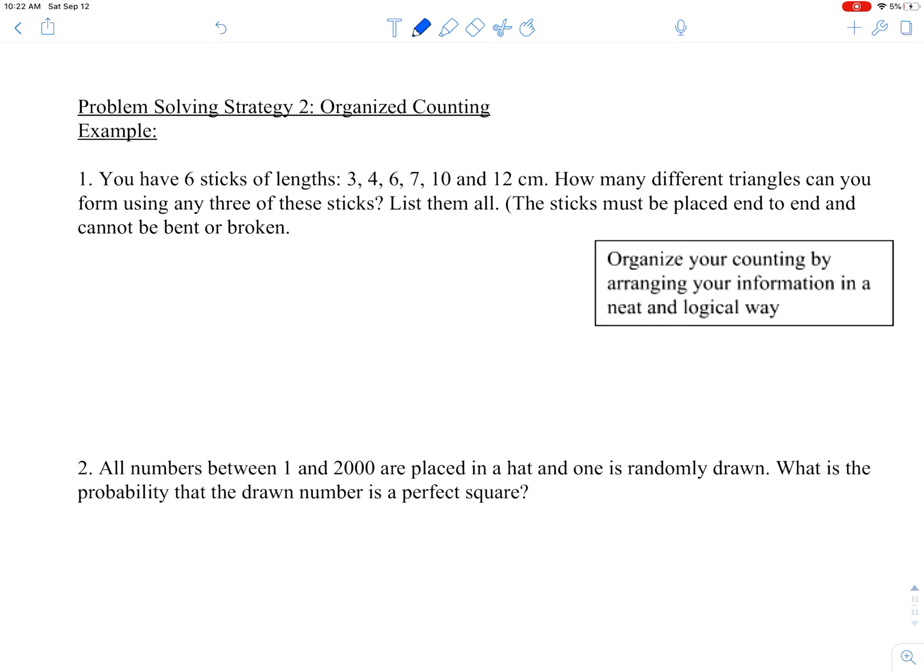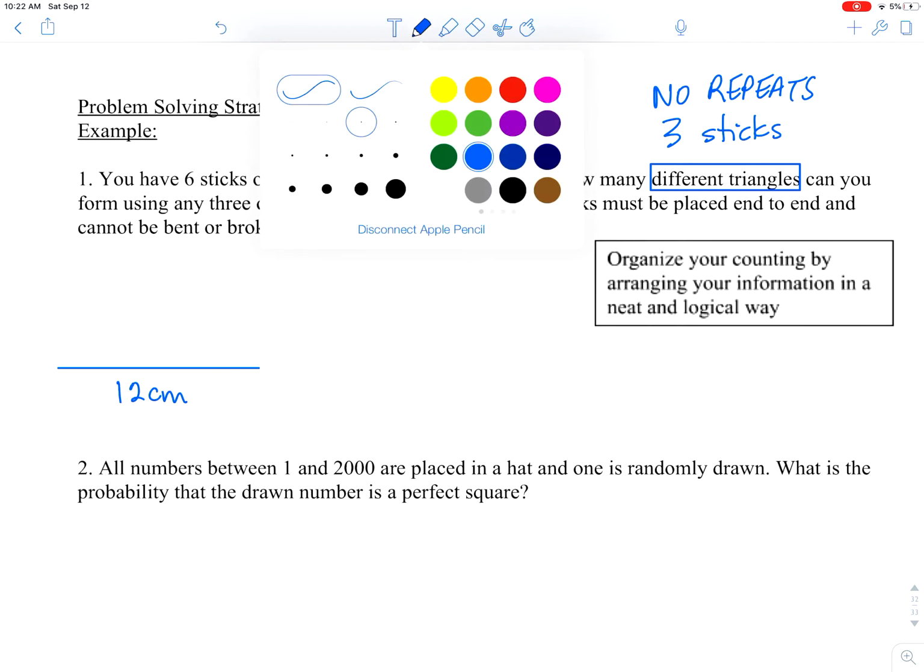So I'm going to be forming triangles. That's the key part here. And I can only use 3 sticks at a time. And I can't repeat a stick, right? Because that wouldn't make sense. So I'm going to start with a base of 12. If I had a base of 12 centimeters, what 2 sticks could I possibly have to make a triangle?